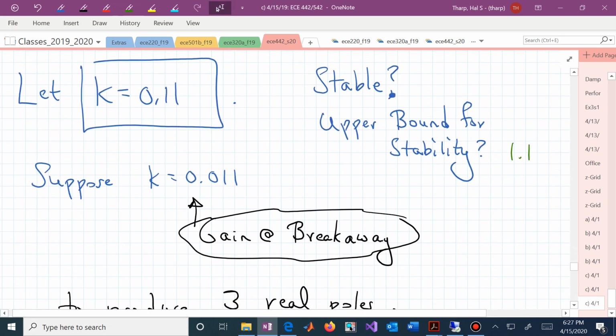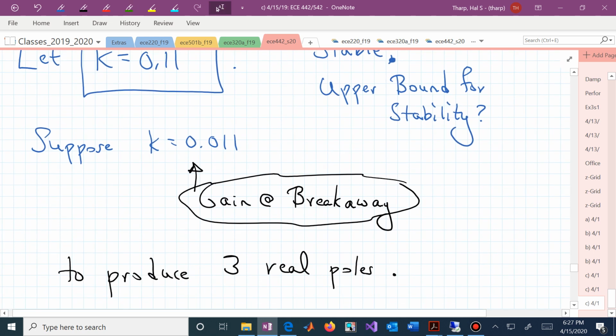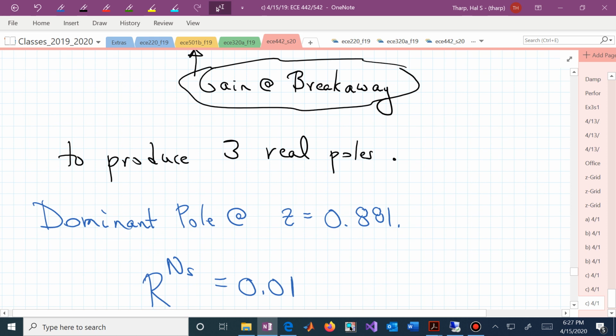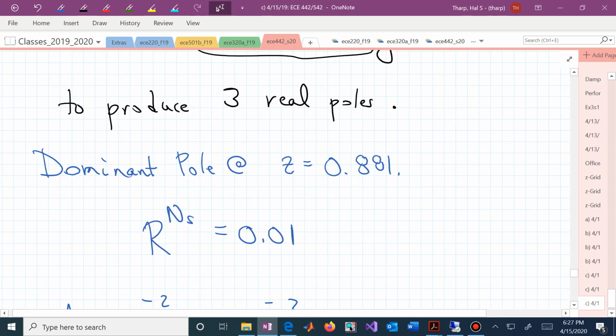Suppose we said, oh, let's back off on that even more, and let's let k be the gain when we are just ready to break away from the real line between 3/4 and 1. And that will now give us 3 real poles. We could say then that that's at the breakaway point, which is 0.881. That's our dominant pole, and there's 2 at that location that are real and equal.